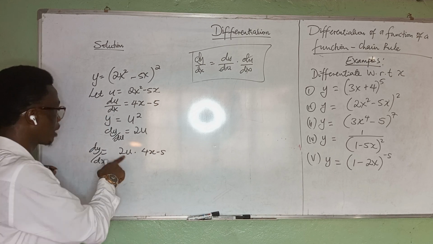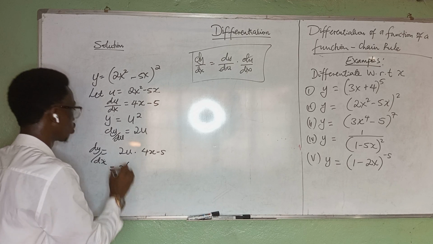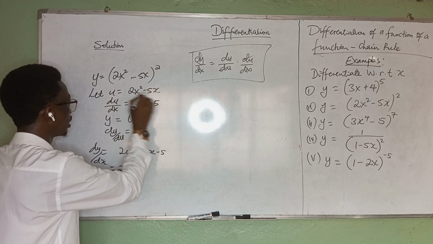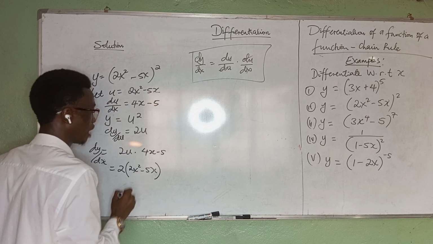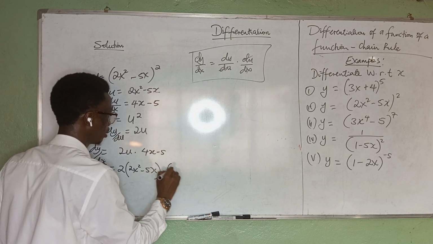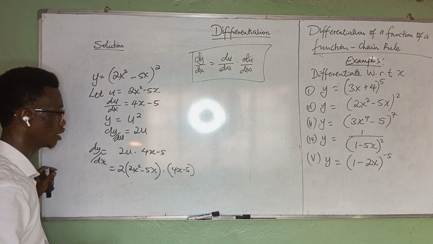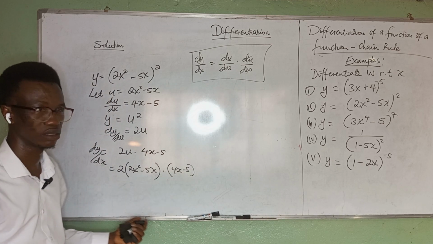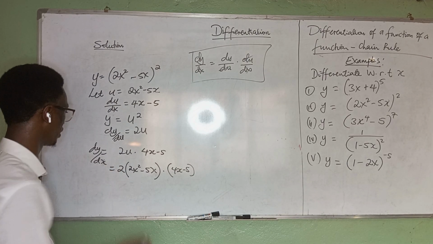That's it. But remember, what is your u? So this equals 2 into, what is my u? My u is 2x squared minus 5x, everything here multiplied by 4x minus 5. Now, you can leave your answer this way, but at least let's try to further simplify.